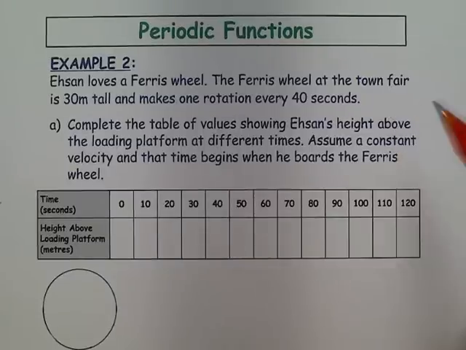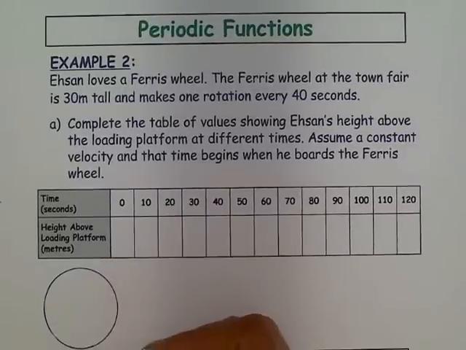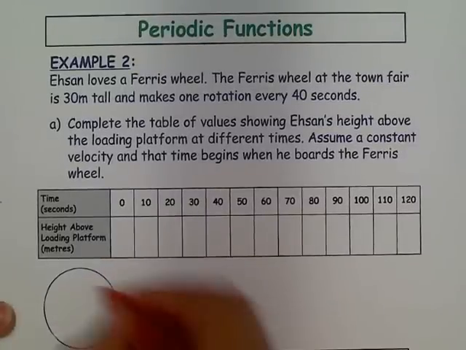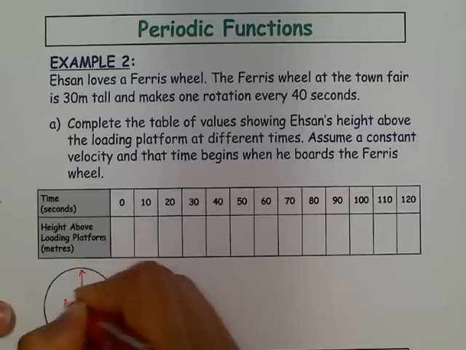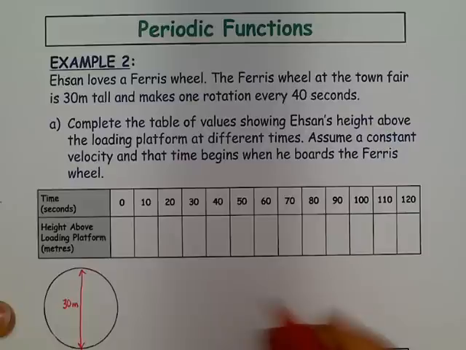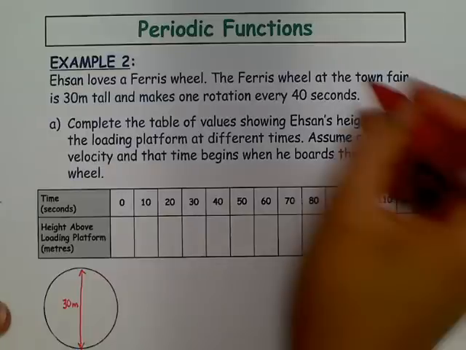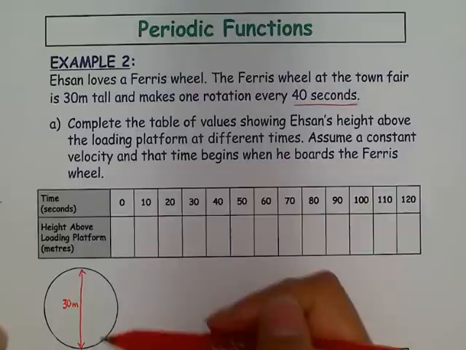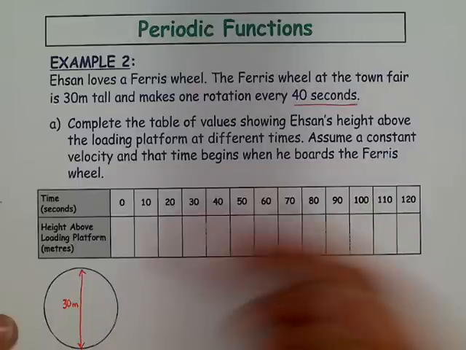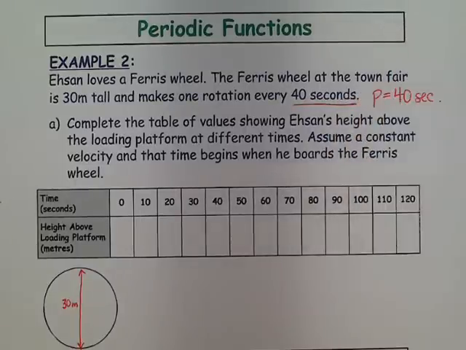First of all, I drew a little Ferris wheel down here. So I just drew a circle. And what I know about this so far is that it's 30 meters tall from top to bottom. So that's 30 meters. And that the Ferris wheel makes one rotation, so from bottom all the way around, back to the bottom in 40 seconds. So what this actually tells me is the length of one cycle or one rotation on the Ferris wheel. So this is actually the period of the function. It takes 40 seconds for one rotation to happen.